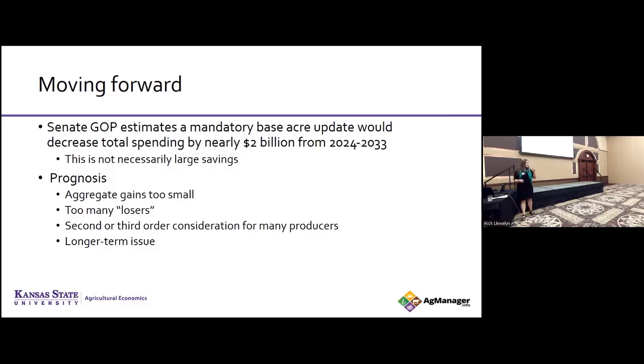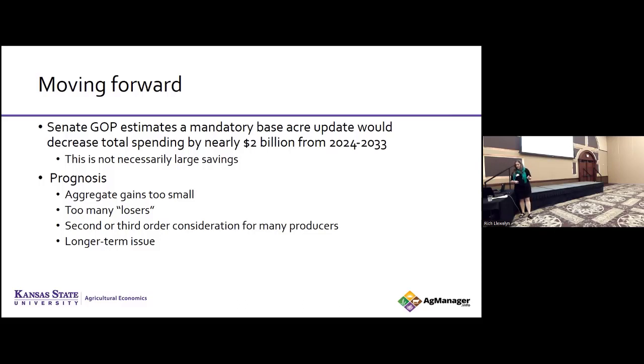And one way they got budget savings for the 2014 Farm Bill was by getting rid of direct payments. And direct payments were $4 to $5 billion a year in savings. And that added up. And that was something they could really work with in the Farm Bill. $2 billion over 10 years isn't going to go that far.